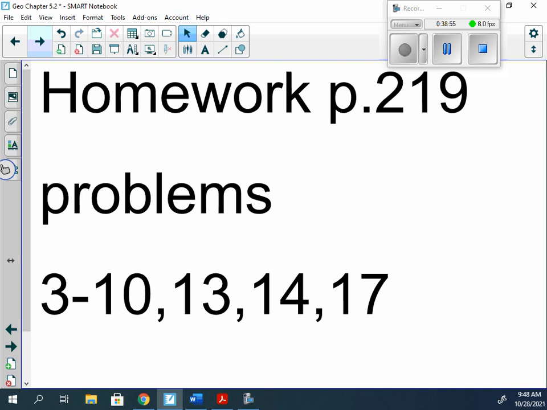Tomorrow we will be covering chapter 5.4, isosceles and equilateral triangles, and going over their properties. Monday will be a pop quiz over 5.1, 5.2, and 5.4.